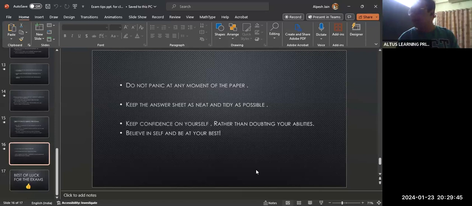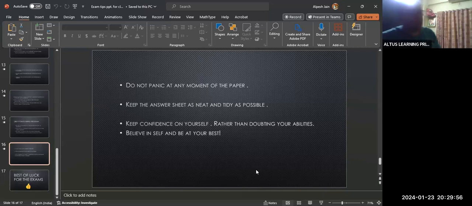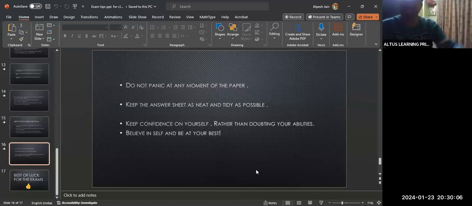Suppose in the question it is mentioned to use values of root 2, root 3 or pi, you have to use those values only. Suppose pi is given as 3.14 and you use 22/7, then as an examiner I can cut marks. Okay, sir. Thank you.